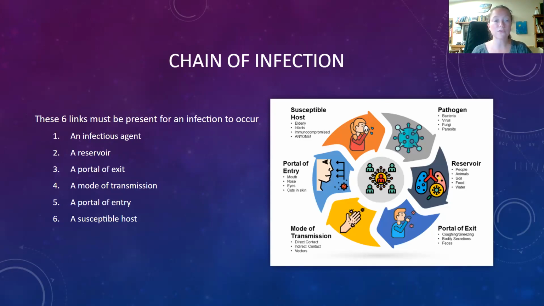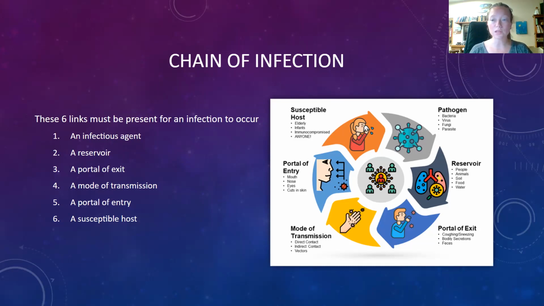So we've got the first link. That's the infectious agent. The infectious agent is that germ, that pathogen, or a disease-producing microorganism. Number 2, the second link is the reservoir. Reservoir is a fancy word for a germ's home. This is where the germ lives, grows, and multiplies. So this can be us, this can be animals, water, food, or air.